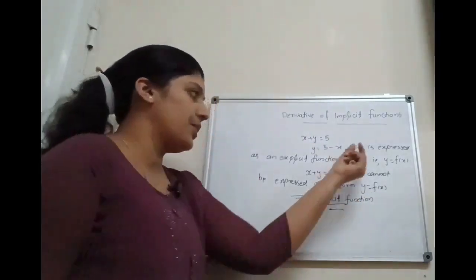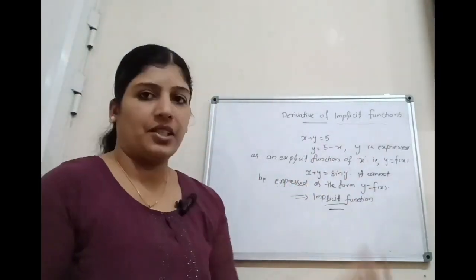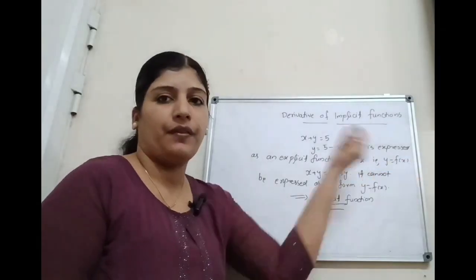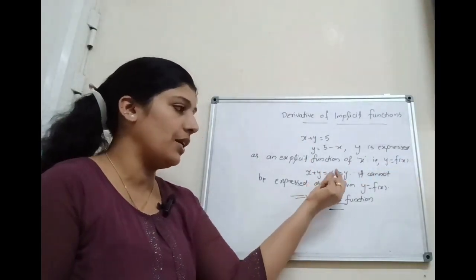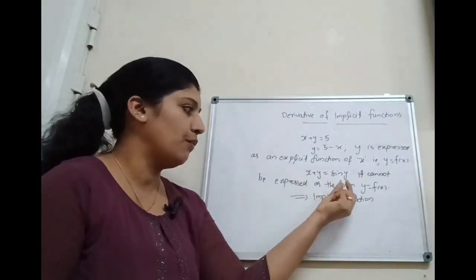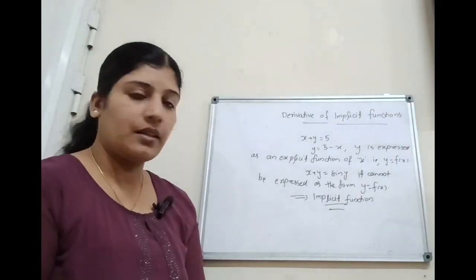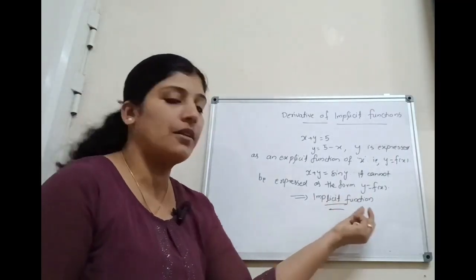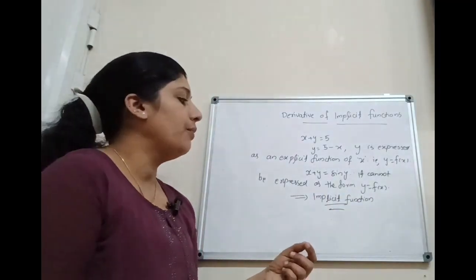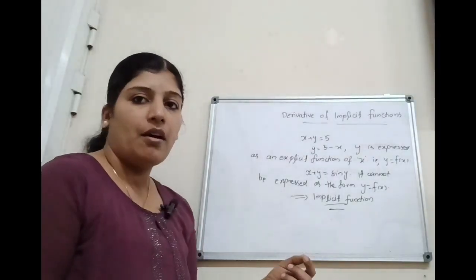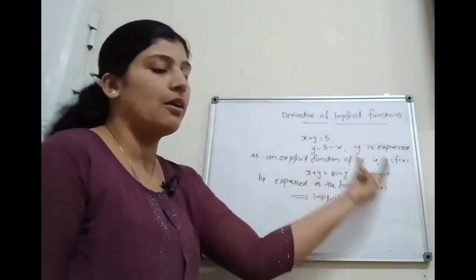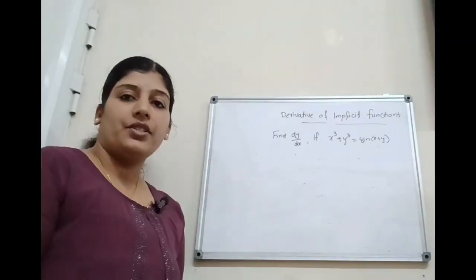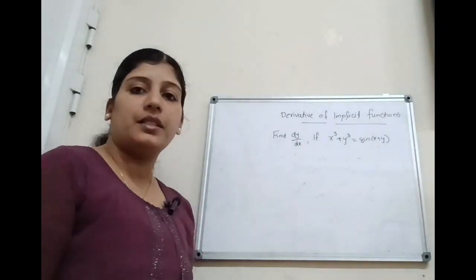First one, explicit function means y can be expressed in terms of x, that is, y equal to f of x form. Next, we have to consider the function x plus y equal to sin y. It cannot be expressed in the form of y equal to f of x. That is why this function is called the implicit function. Next, how can we find the derivative of this implicit function? That is, the function is of the form x plus y equal to sin y, like that. Next, how can we find the derivative of an implicit function?